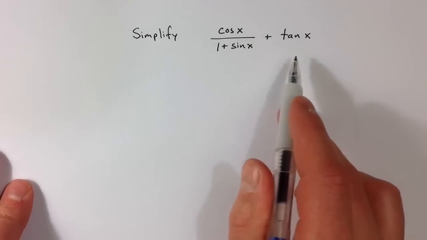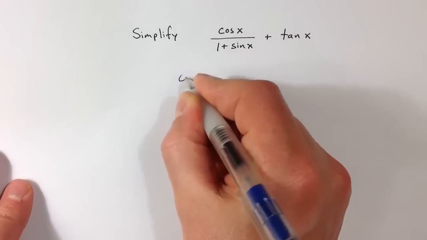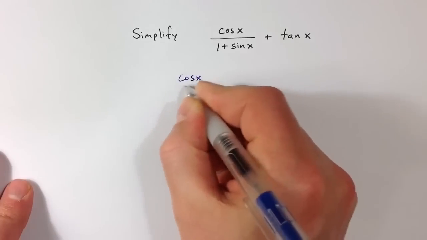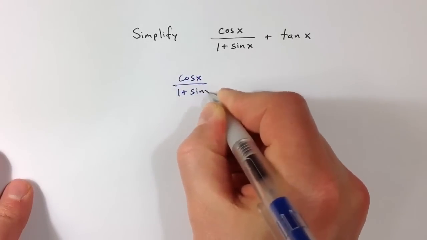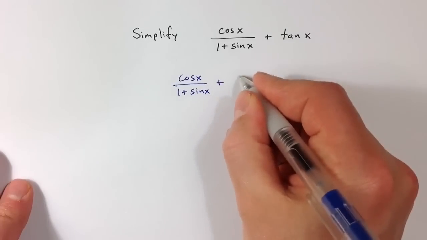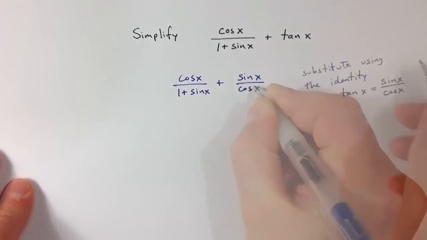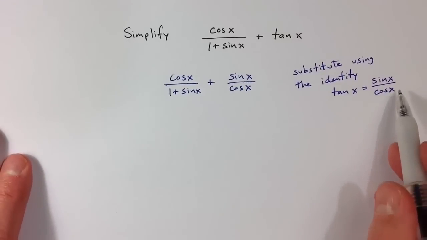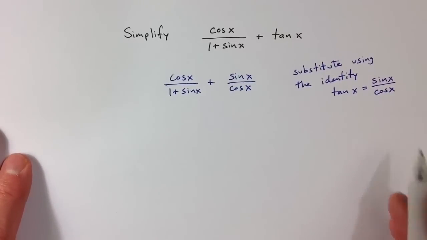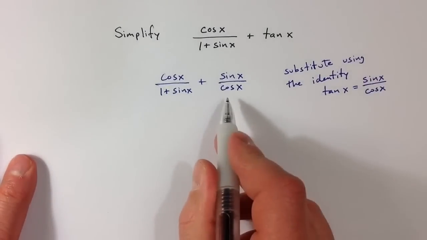I'd like to think of this as a pair of fractions, which it doesn't look like at this point, but we can think of it that way because tangent, as we saw a moment ago, is the same as sine of x over cosine of x. So I can substitute for tangent of x using the identity tangent of x equals sine of x over cosine of x. Well, now let's think about these fractions.